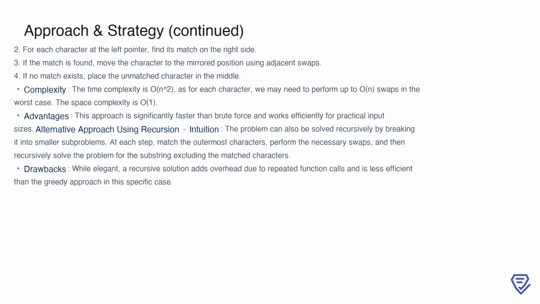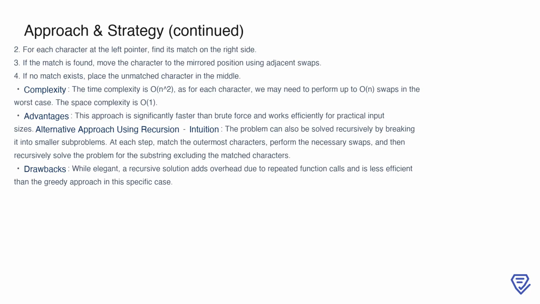For cases where no match exists, which can only happen in strings of odd length, the unmatched character is placed in the middle. The time complexity of this approach is O(n squared), as for each character, we may need up to O(n) swaps in the worst case. The space complexity is O(1), making it memory efficient. This method is significantly faster than brute force, making it suitable for practical input sizes.